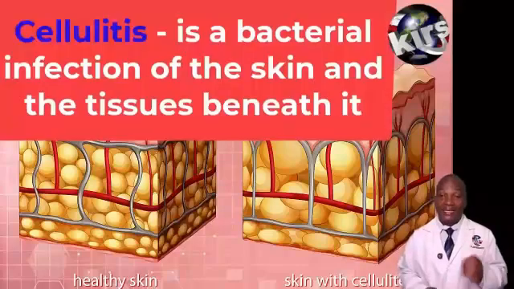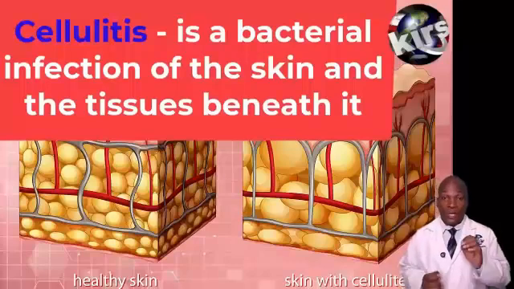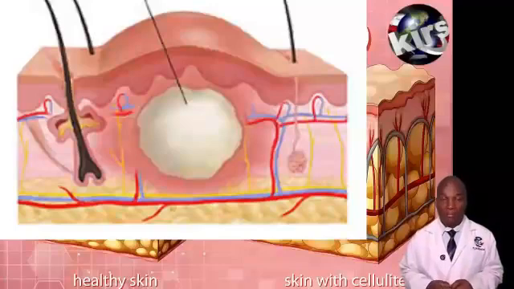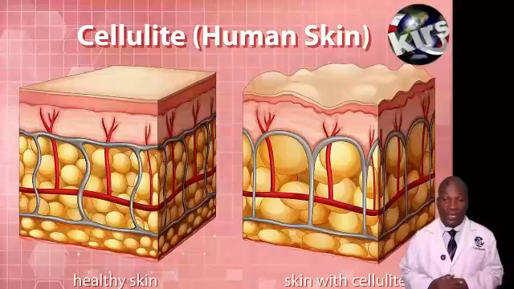Cellulitis is a bacterial infection of the skin and the tissues beneath it. It usually affects the dermis and subcutaneous fat layer, making the area appear red, swollen, warm, and painful to touch. It most commonly occurs in the legs, but it can appear anywhere on the other parts of the body.